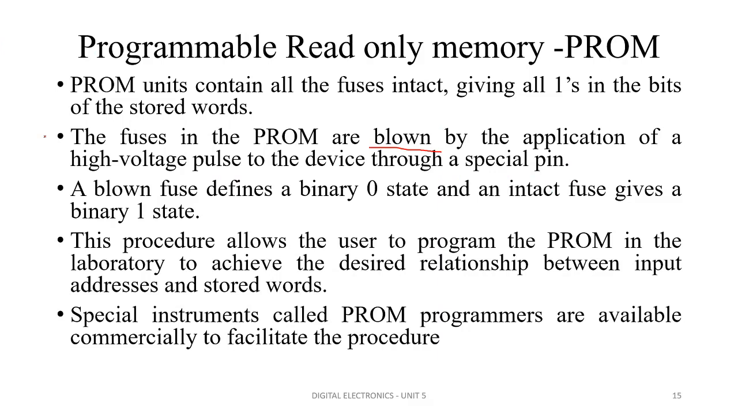See, the manufacturer will give totally ones. It contains only the ones. So whatever I want, the programmer, if I want one particular location to be zero, means I want to blow the fuse. A blown fuse defines a binary zero state, and an intact fuse gives a binary one. So the manufacturer will give all ones, and wherever I want a zero, I want to blow my fuse.